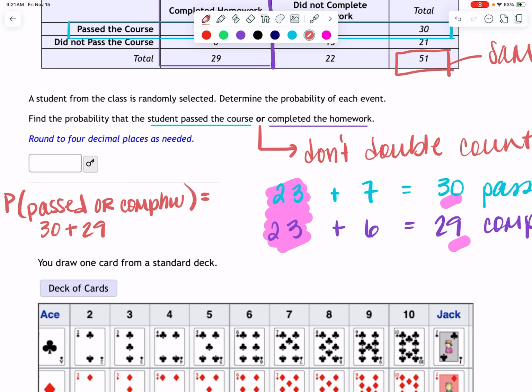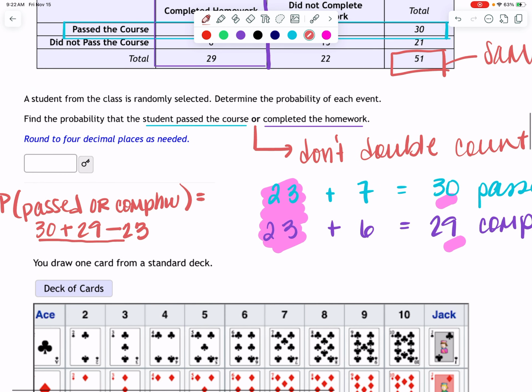Miss Graham, you said don't double count. I'm fixing to fix it. I'm going to subtract the ones that got double counted. And then all of that gets divided by our total sample space. I'm going to pull out my calculator, so give me just a second. I love you guys enough to not do this in my head.